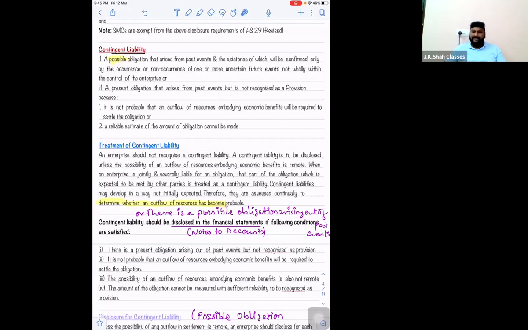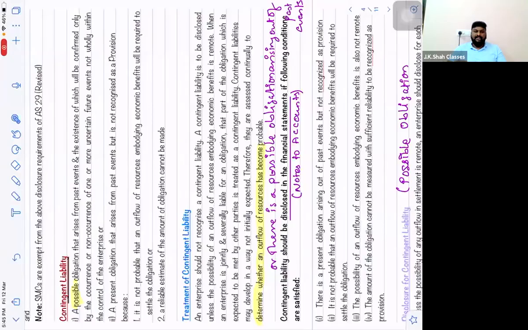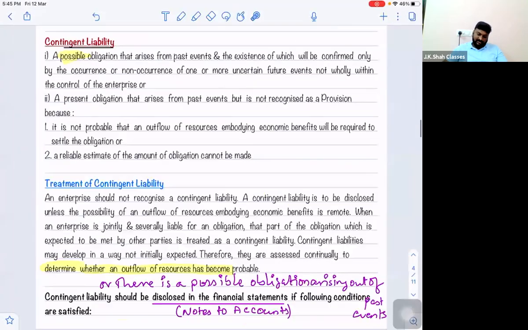Right? So let us now read the definition of contingent liability. What is the definition saying? Now they say a possible obligation. As I already told you, sir, contingencies are not probable obligations. They are possible obligations. A possible obligation that arises from past event and the existence of which will be confirmed only by the occurrence or non-occurrence of one or more future uncertain events not wholly within the control of the enterprise.